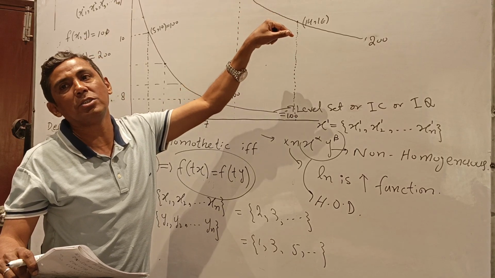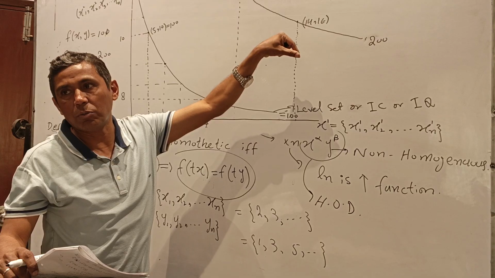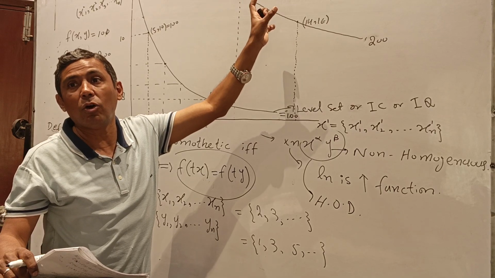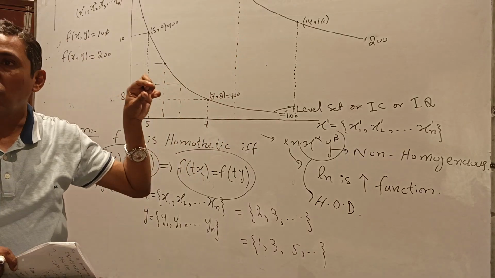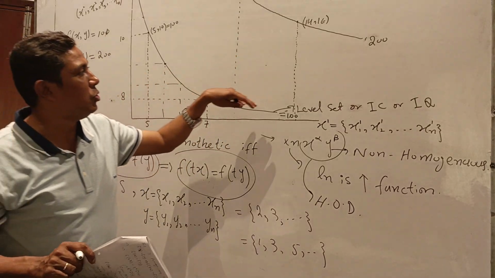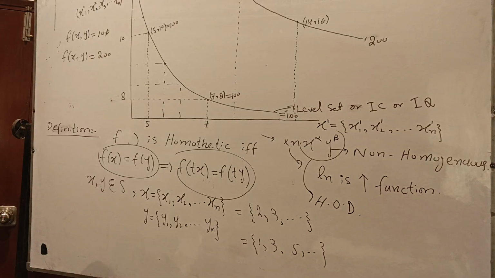Clear? So the function is not homothetic. That is my argument here. So both should lie on the same IC curve. In this condition the function is homothetic. Clear? So this is the definition of homothetic functions. How we can solve and prove it numerically, take some example, is here. Clear?